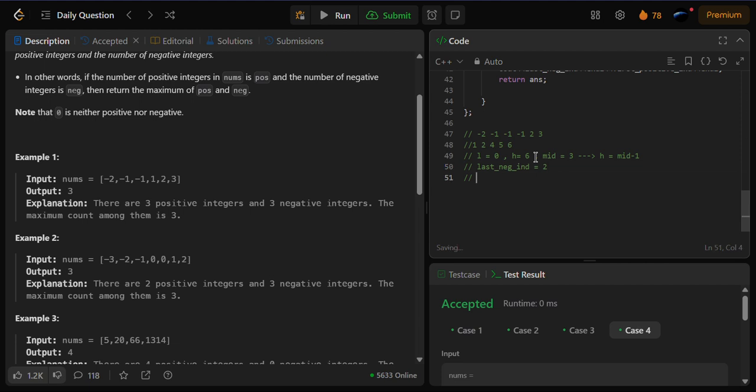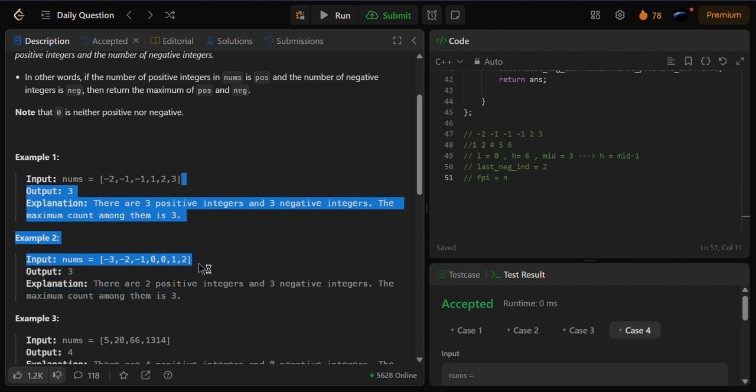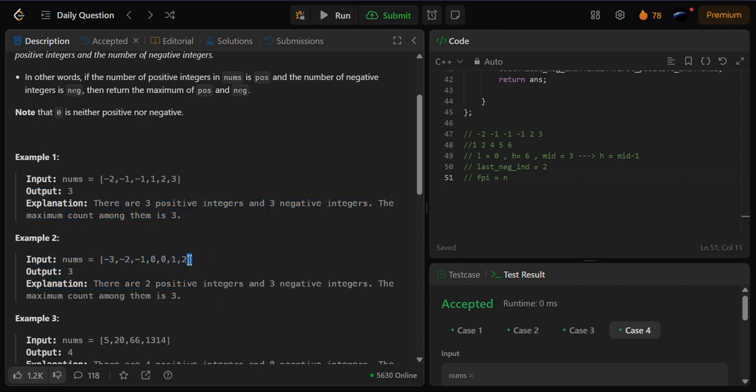Now I have to find my first positive index. I will write it as first positive index, which is currently at n, because I'm assuming that there are no positive numbers, all are negative, so it points outside of this array. My mid is now 0 plus 6 by 2, which is 3.